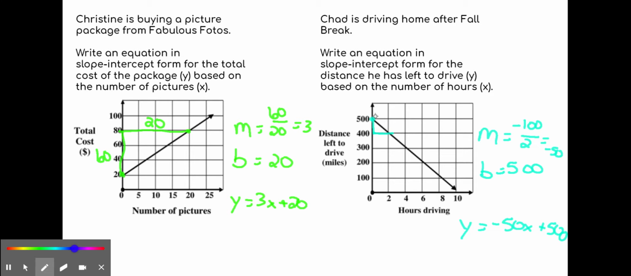Okay, so how'd you do? His initial value was 500 miles. That's how far he was from home. If you drew a slope triangle, it has negative slope. He's losing distance, right? He's getting closer to home. He went 100 miles in 2 hours, so he is losing 50 miles an hour in his distance from home. So y equals -50x plus 500.